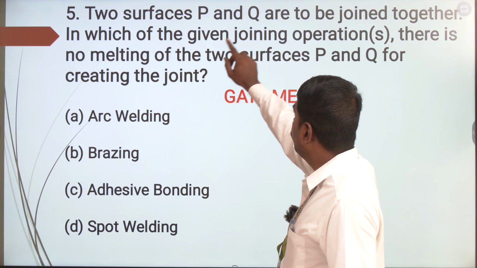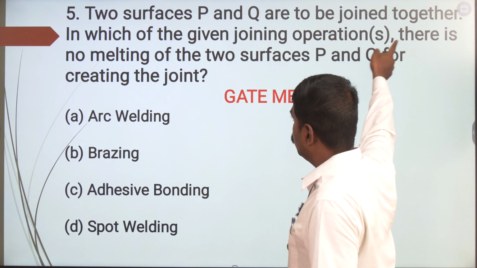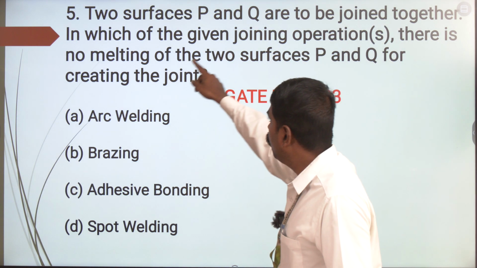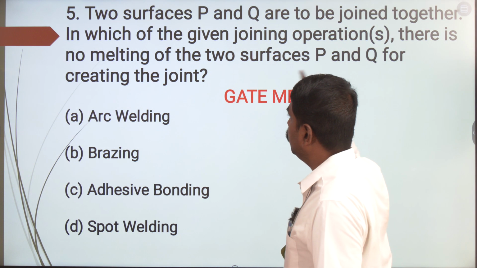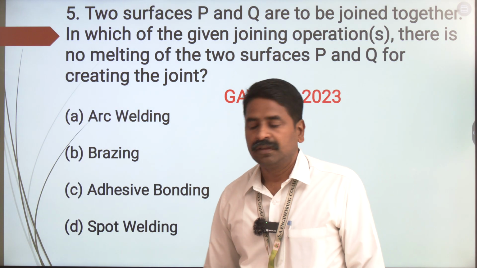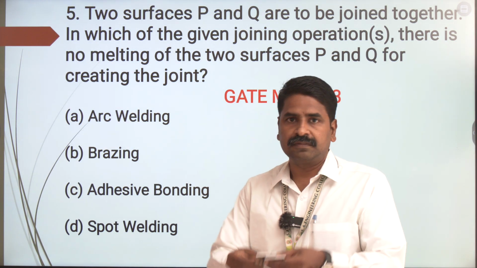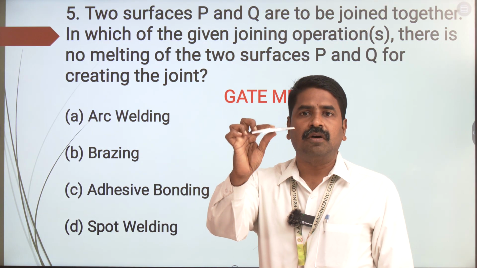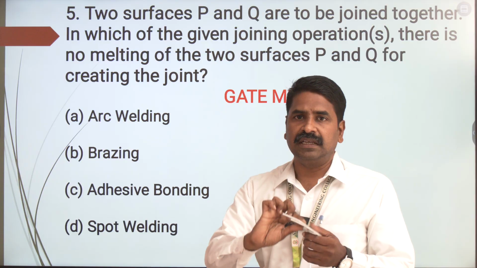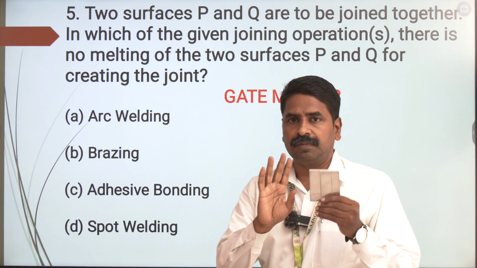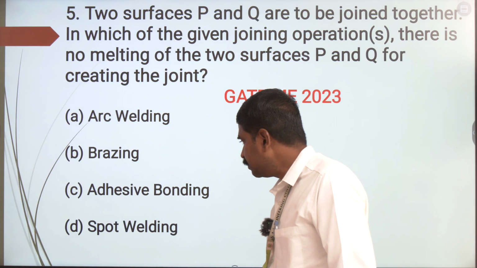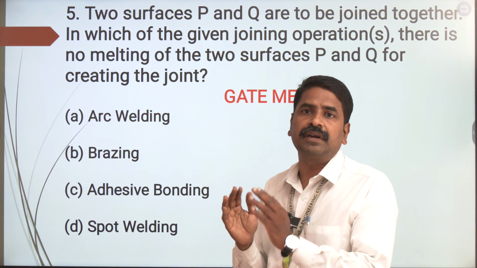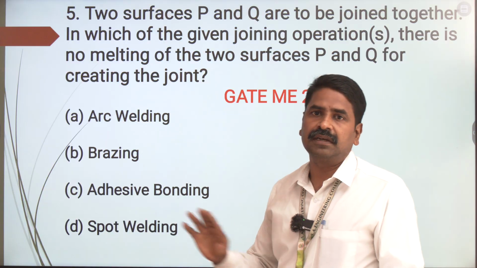Two surfaces P and Q are to be joined together. In which of the given joining operations is there no melting of the two surfaces P and Q for creating the joint? So you are going to join two plates, and you want to join these two plates without melting the base materials. Out of these, which are the joining processes in which you are not going to have any melting of the base metal? That is the question.